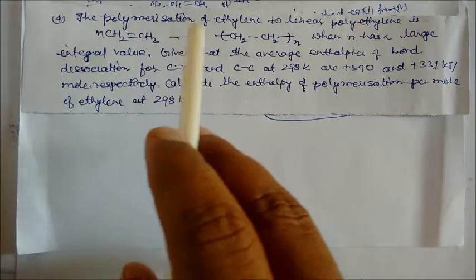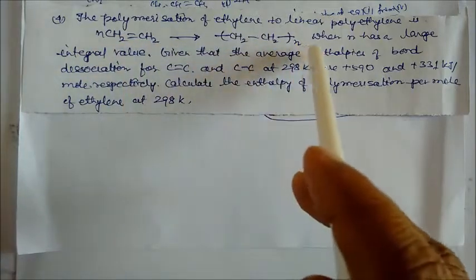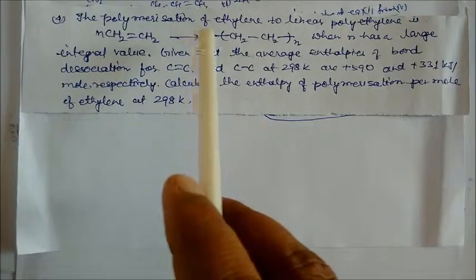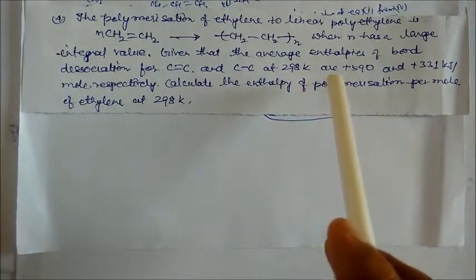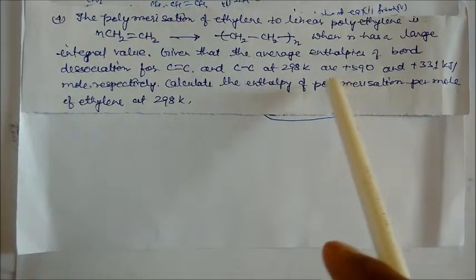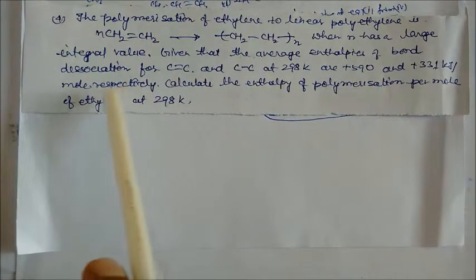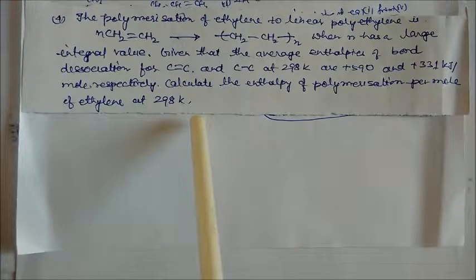The polymerization of ethylene to linear polyethylene is represented by the reaction. This reaction is given here. So when n has a large integral value, given that the average enthalpy of bond dissociation for the C=C double bond and C-C single bond at 298 Kelvin are given here as 590 and 331 kilojoule per mole respectively, calculate the enthalpy of polymerization per mole of ethylene at 298 Kelvin.